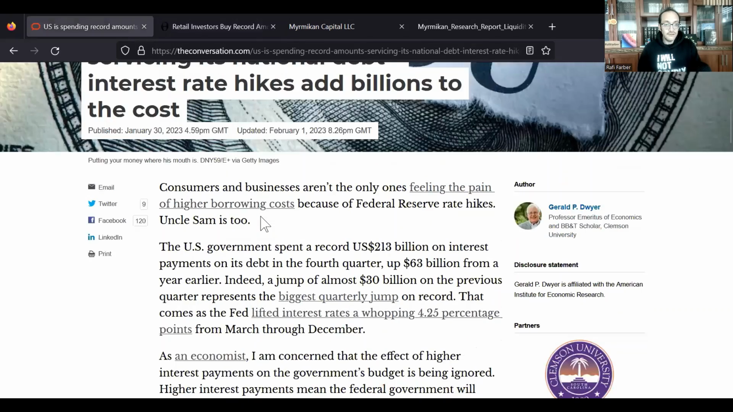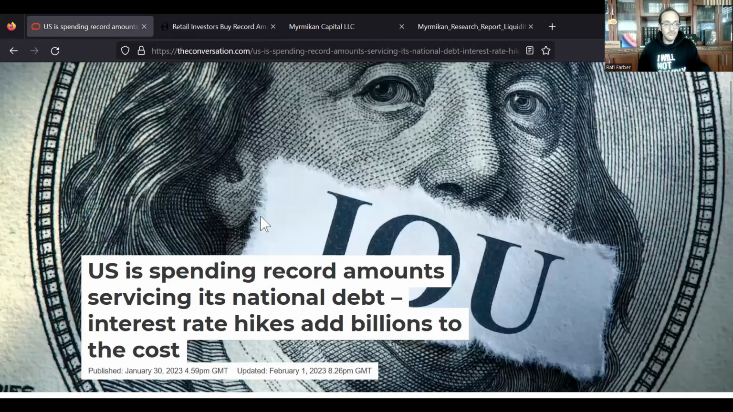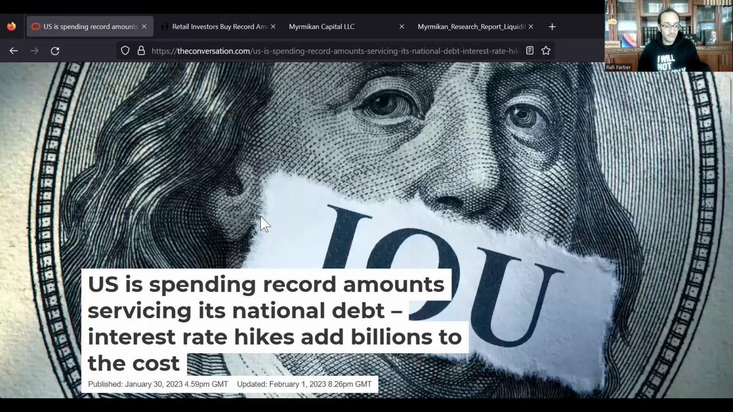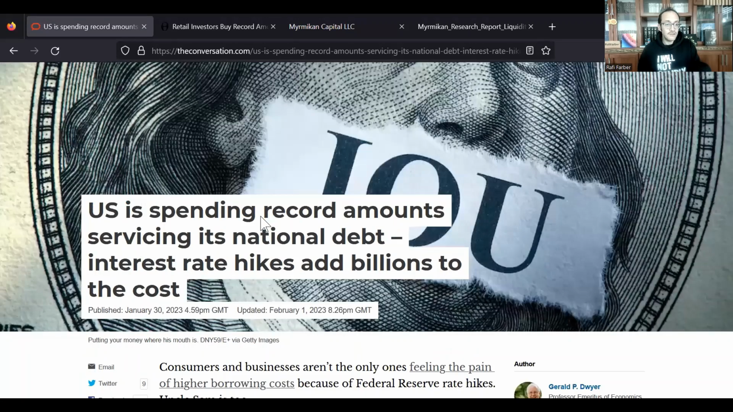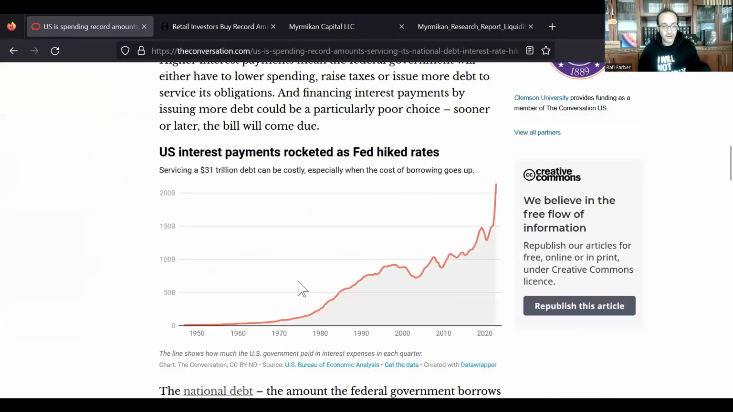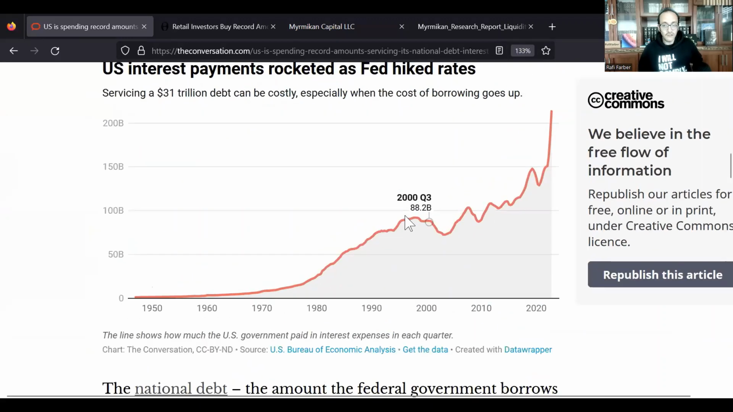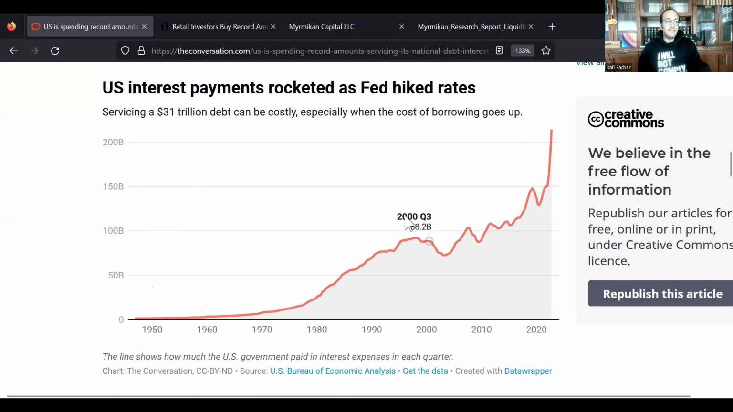Next article, we see here from, look, it's like Ben Franklin is being IOU'd. Oh, that's really sad. This is from January 30th, 2023, so 2 months ago, about U.S. spending record amounts servicing its national debt, interest rate hikes add billions to the cost. I just want to show you this chart here, and it's got a convenient little mouse over. If we zoom in, we can go closer. And we have U.S. interest payments rocketed as Fed hiked rates.